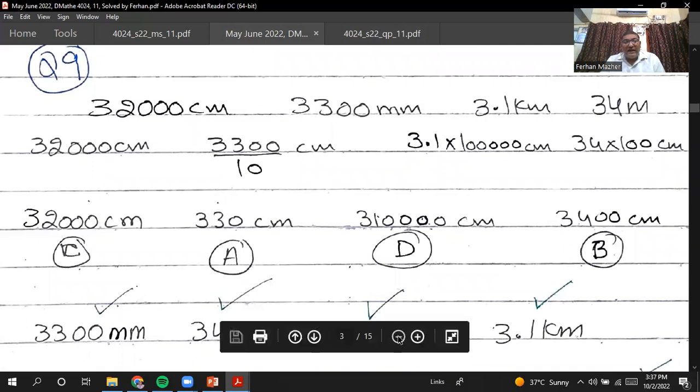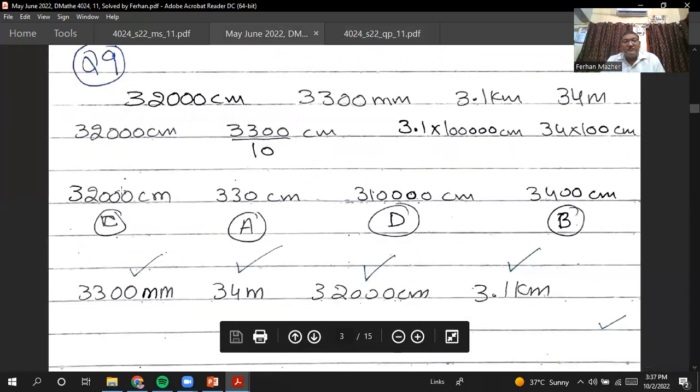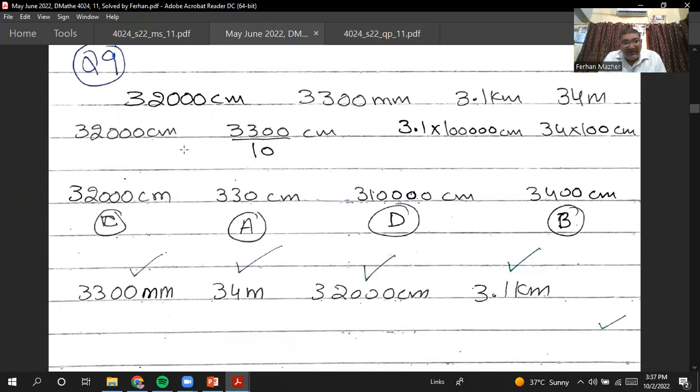So here we have 32,000 centimeter, it will remain centimeter. 3,300 millimeter, I will divide it by 10 to convert it into centimeter. So 3,300 divided by 10. 3.1 kilometer.